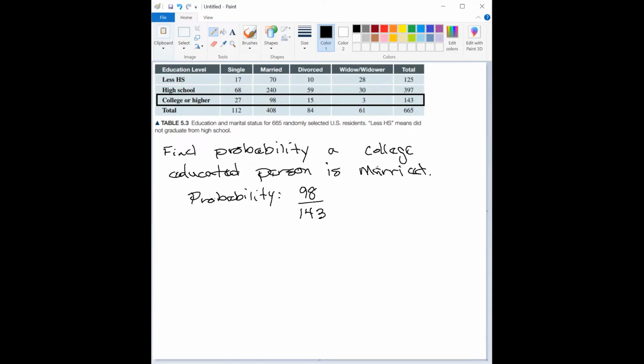So a reasonable question that comes up is, how does this differ from finding the probability that someone is college educated and they're married? So we did that in the last section. So let's just look at that. So if we said find the probability that a person is college educated and married.